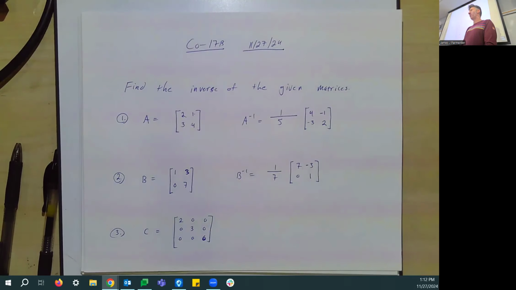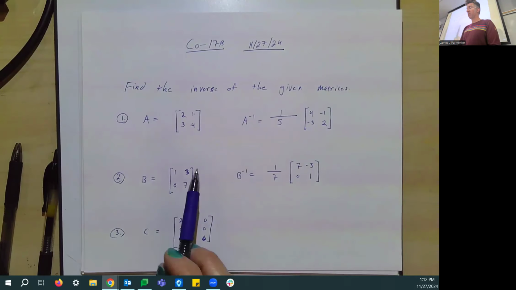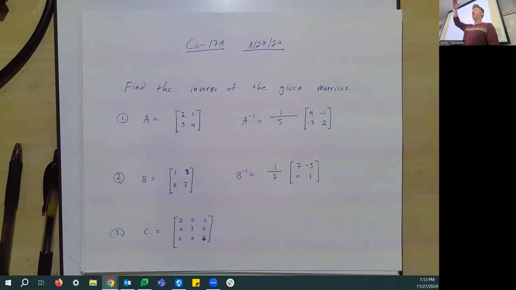Now this last one here, we haven't talked about how to find the inverse of a 3 by 3 matrix, but this one you don't really need to know how to do it because this one's kind of special. Actually, I should back up. This matrix here is what's called an upper triangular matrix, because everything that's below the main diagonal is 0.